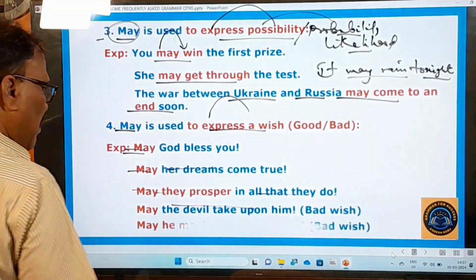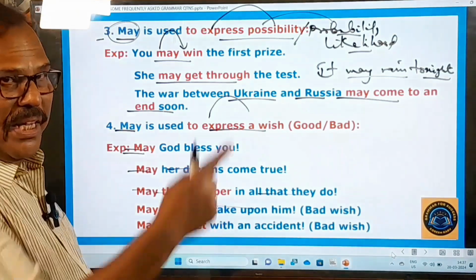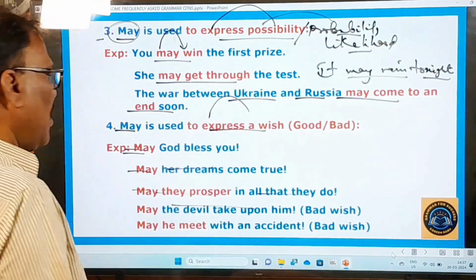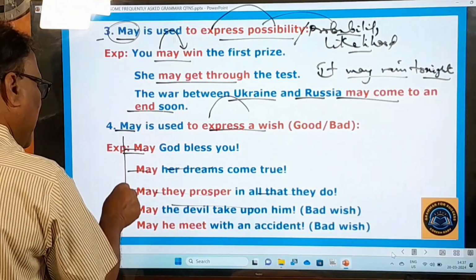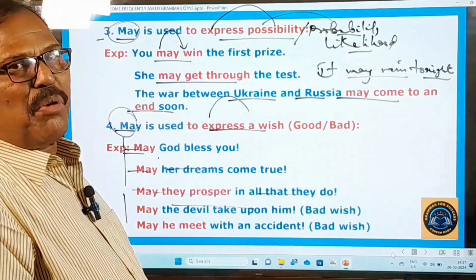And one more bad wish I would like to give you here. May he meet with an accident. Okay, it's a bad wish. You can express good wishes or bad wishes with the help of this may. It's a beautiful modal auxiliary.